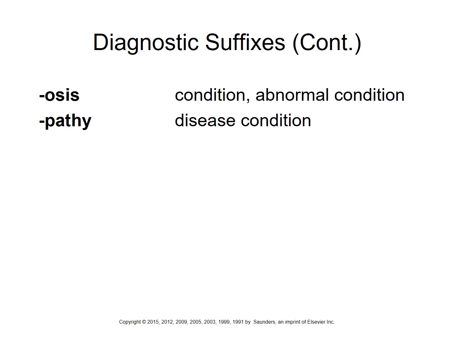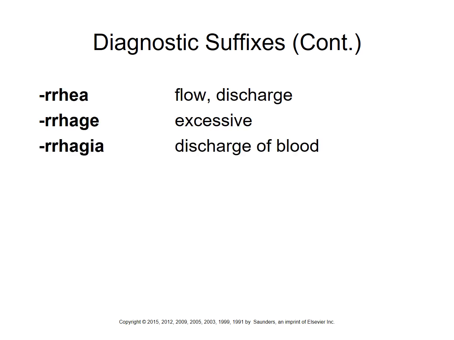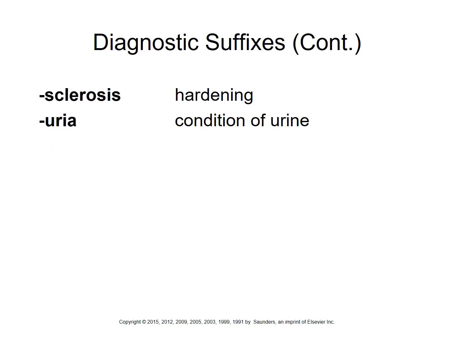Osis. Osis means condition or abnormal condition. And pathy means a disease condition. Rhea means a flow or discharge. Rage means excessive. And ragia is a discharge of blood. Sclerosis means hardening, and urea means a condition of urine.